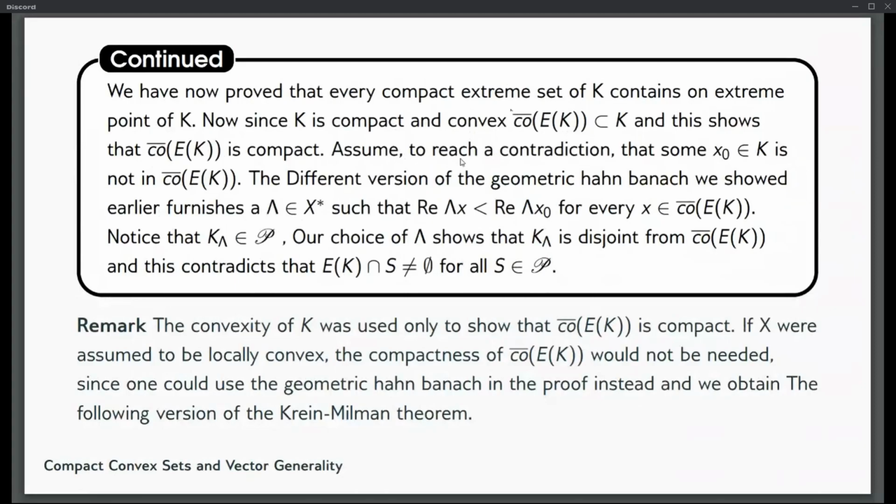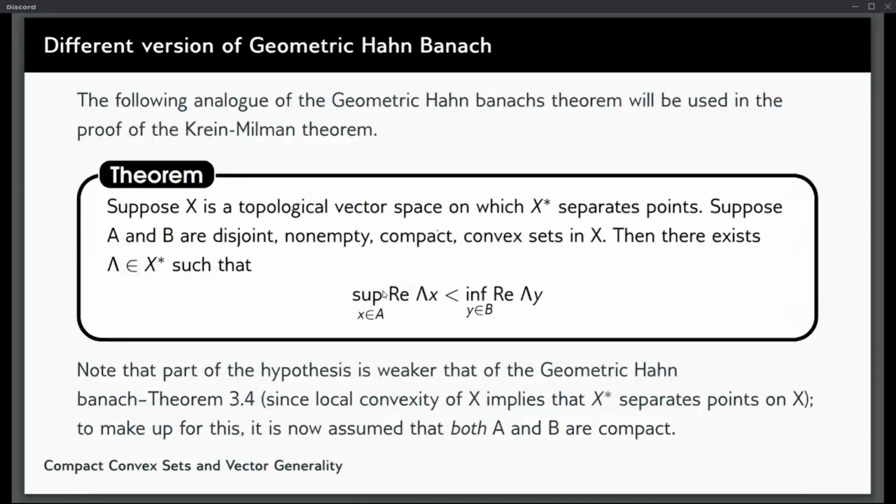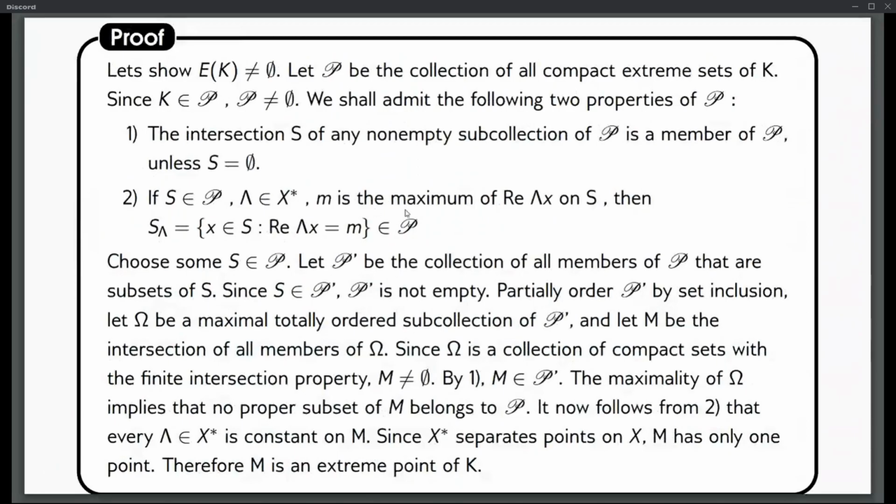And now assume for contradiction that there's some X in K that is not in the closed convex hull of E of K, and we're going to reach a contradiction. First of all, the different version of the geometric Hahn-Banach theorem we proved here is going to give us a lambda where this value is going to be less than this value. This is going to be the key to our proof. We'll use this set.